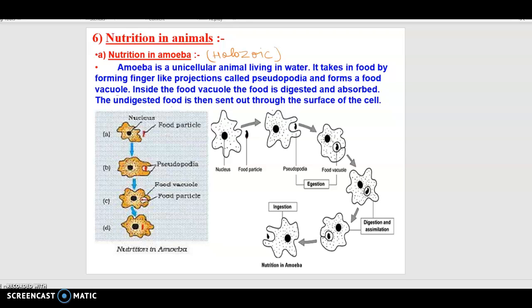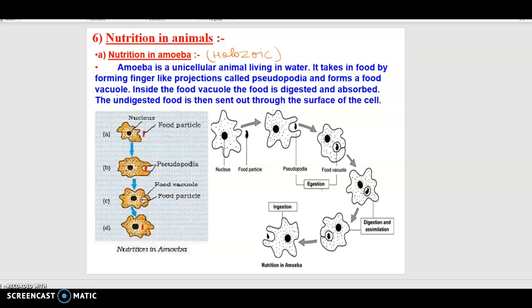As amoeba is a unicellular animal, it is living in water and it is taking food particles with the help of pseudopodia. So these pseudopodia capture the food particle, engulf it inside their body, making a food vacuole. This is the ingestion, that is, intake of food inside the body of amoeba with the help of a food vacuole.